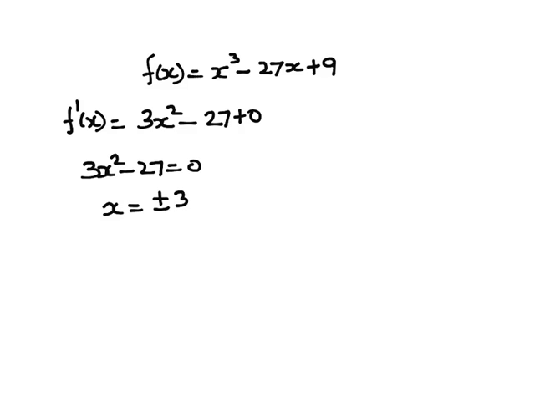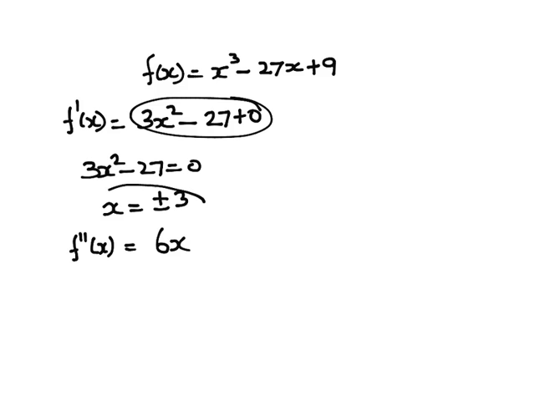Earlier you used to draw a number line and find the sign of the first derivative, but let us use the second derivative test now. So I'll find f double dash of x, which is nothing but, I have to differentiate this, so 6x. So f double dash of x is 6x. Now I will substitute these stationary points in the second derivative. First I'll substitute 3. So f double dash of 3 equals 6 into 3, 18, positive.